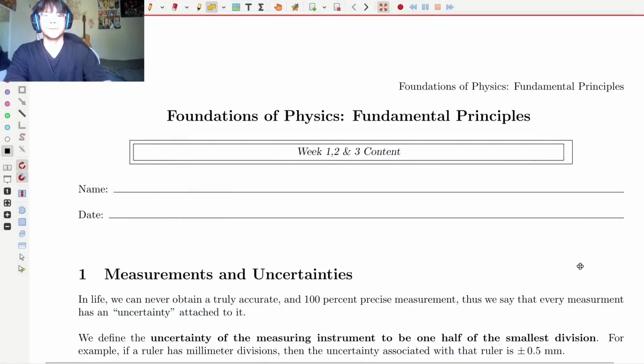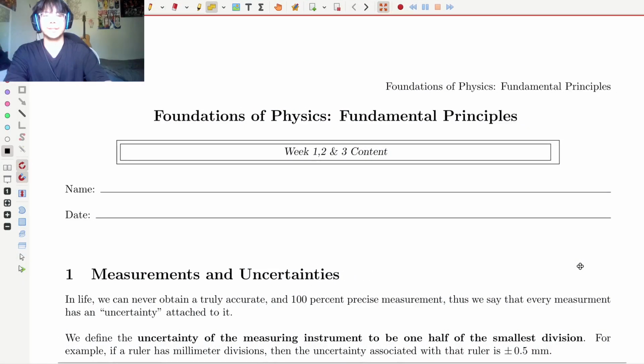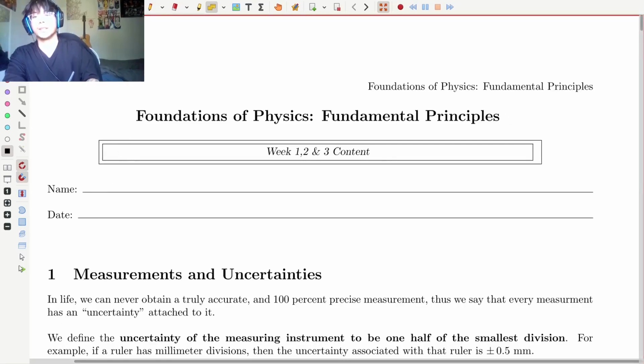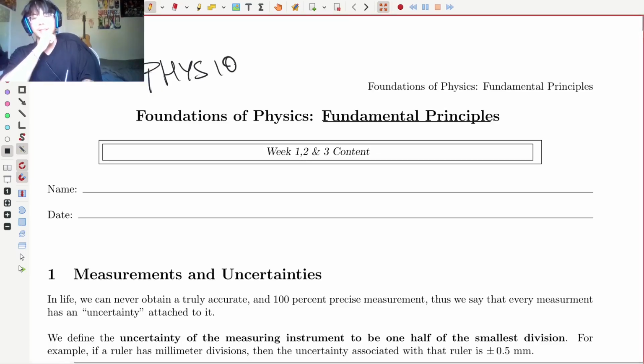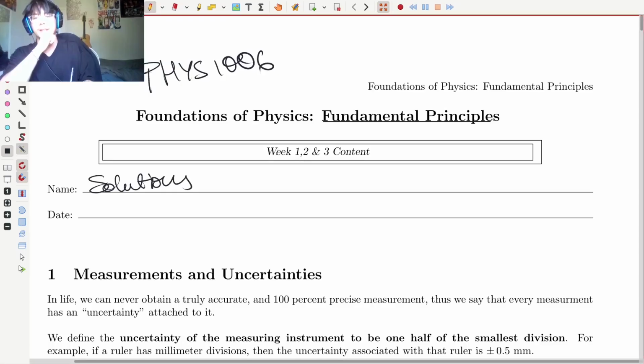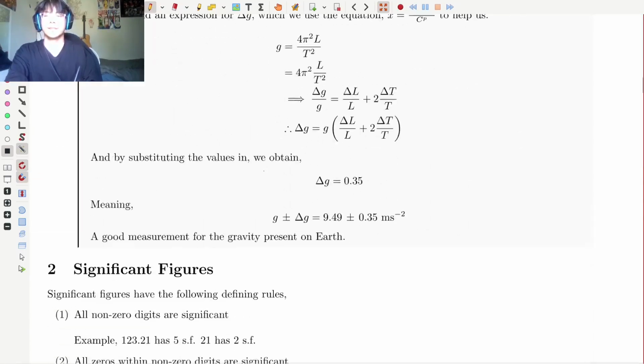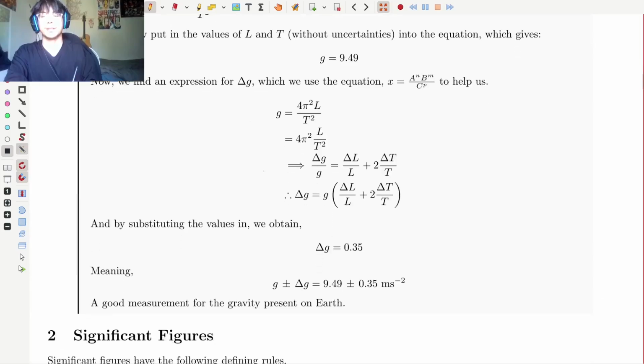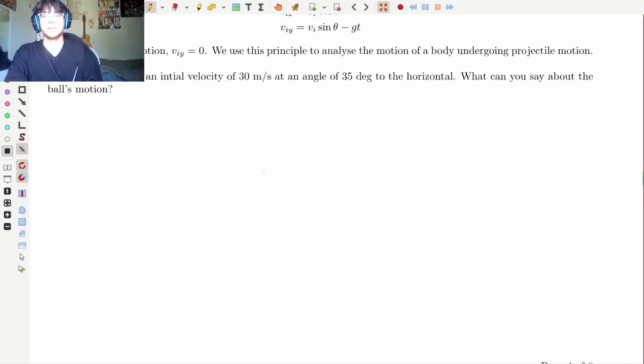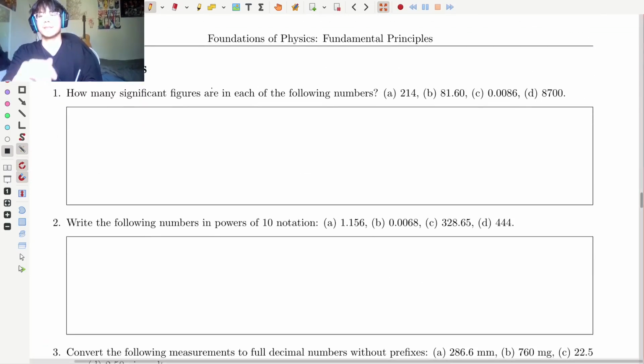Okay, so we're just going to work through a set of problems relating to the content of fundamental principles in the unit Foundations of Physics for PHYS1006. So this is our week 1, 2 and 3 content. So here we've just got some theory, example, and then we're just going to work through the questions.